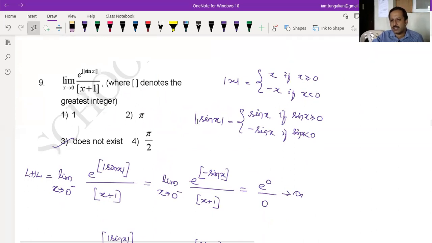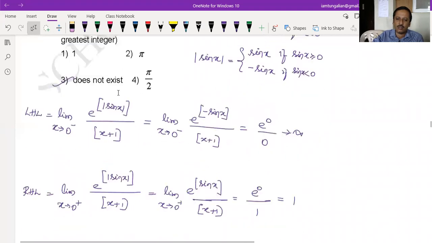X approaches 0 from left side means x may take the value minus 0.1, minus 0.01, minus 0.001, etc. At all those points, what happens? If I take x as minus 0.1, then 1 minus 0.1 means 0.9. So step of 0.9 will be equal to 0. If I take minus 0.01, then 1 minus 0.01 will give you 0.99. Step of 0.99 is also 0. Okay. So numerator is 1, denominator is 0, hence it tends to infinity.